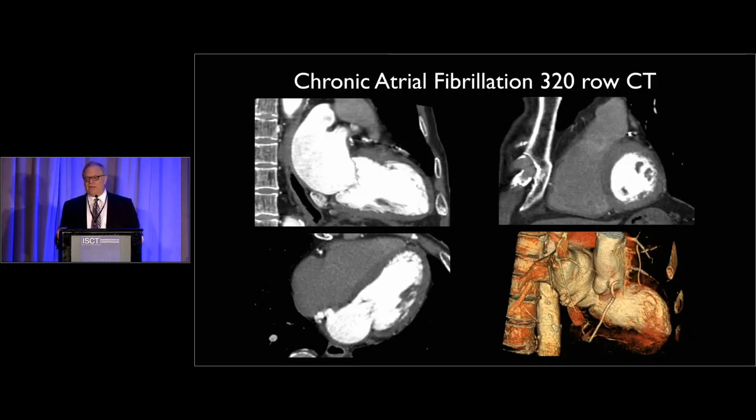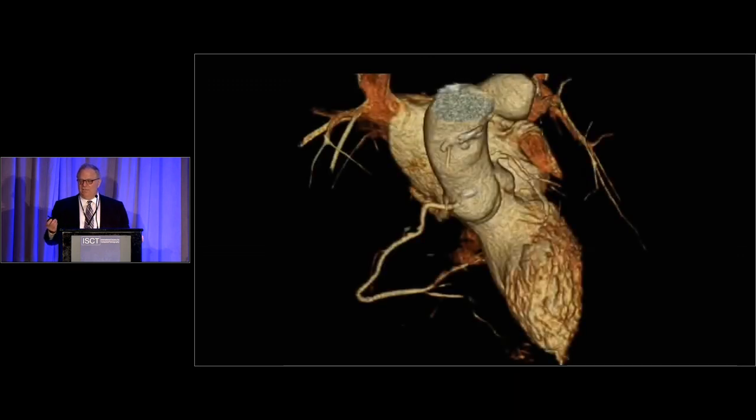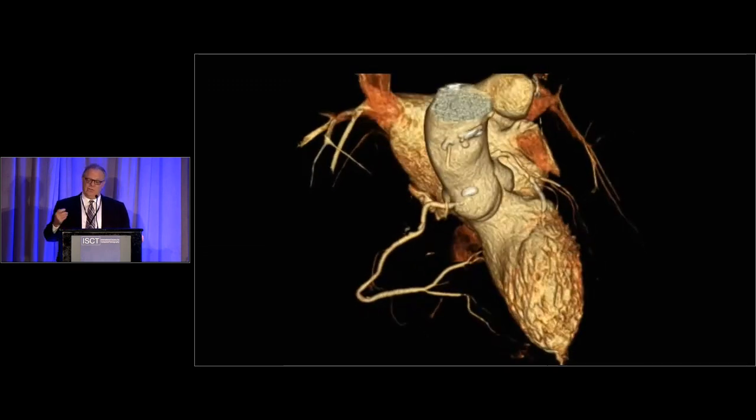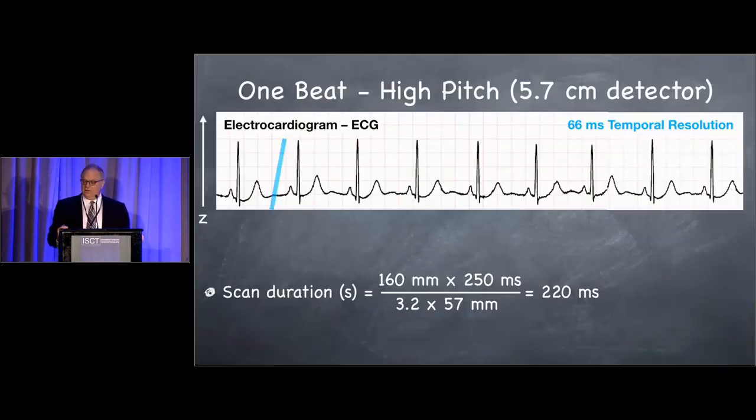Here's a patient with chronic atrial fibrillation that was scanned a few years ago on a 320-row scanner. And even though there is irregular heart rate, you see very excellent clarity. And you can use these scanners to acquire a Cine acquisition. It's all just one heartbeat playing over and over again.